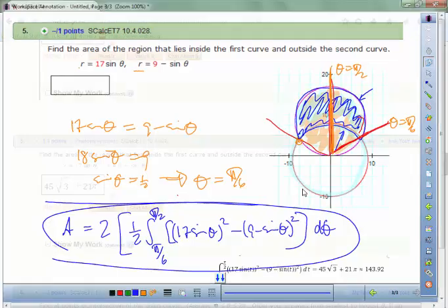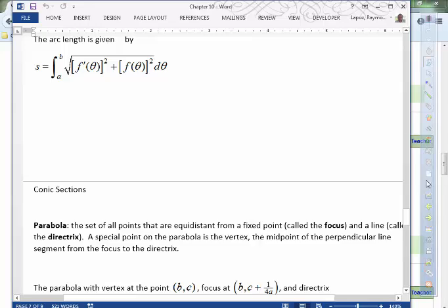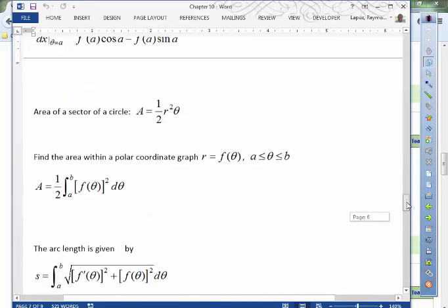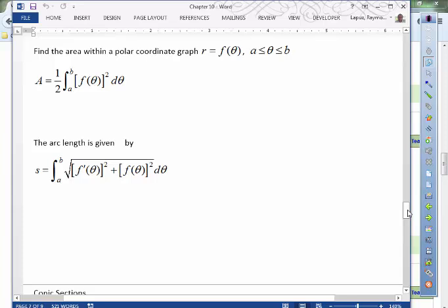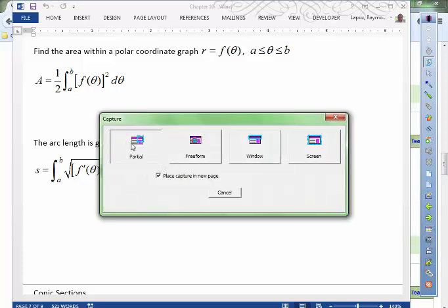All right, let's see. The next bit of calculus is the arc length. And I guess I should have, well, let's see if we could do some mini derivation things here.